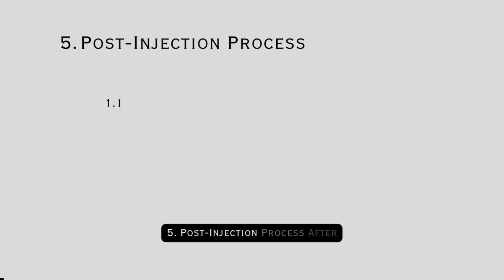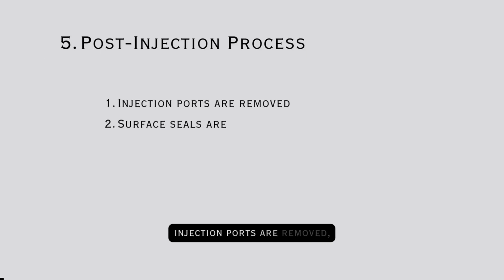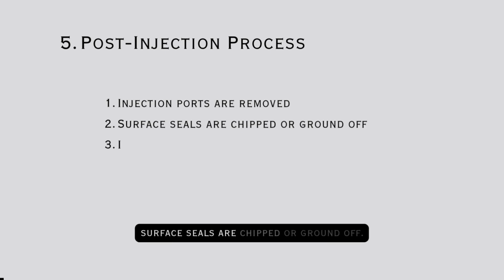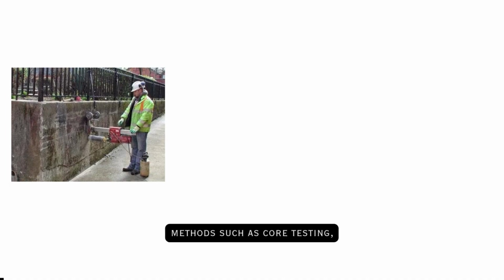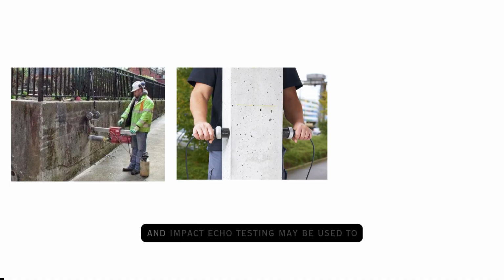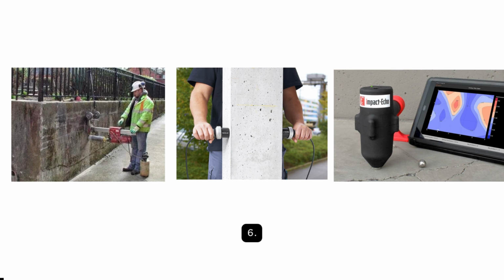5. Post-injection process. After the epoxy has cured, injection ports are removed, and surface seals are chipped or ground off. If required, the surface is finished for appearance. To verify the repair, methods such as core testing, ultrasonic pulse velocity, and impact echo testing may be used to assess bonding and structural integrity.